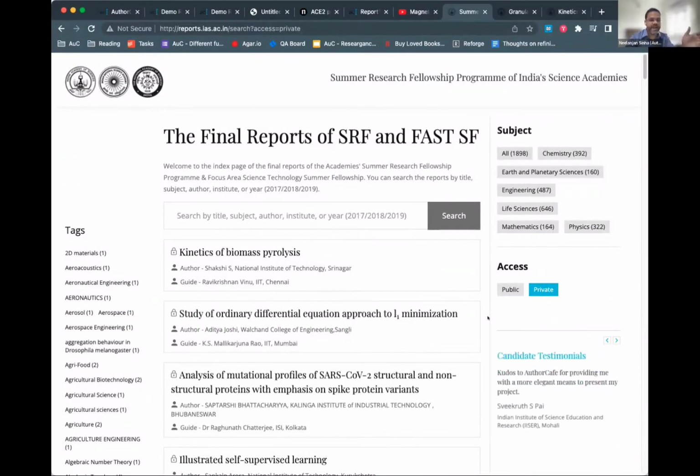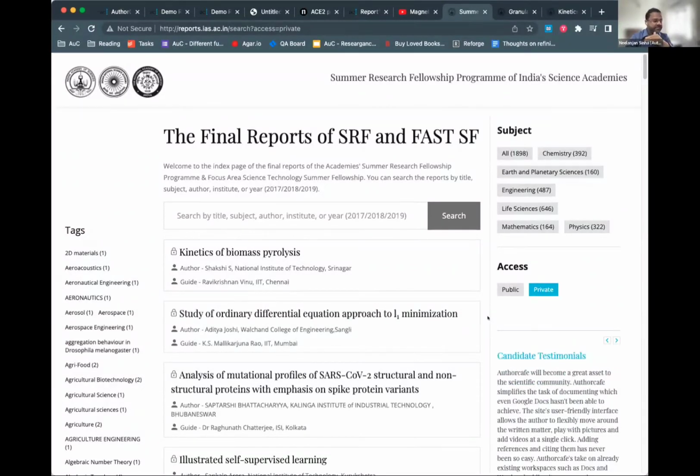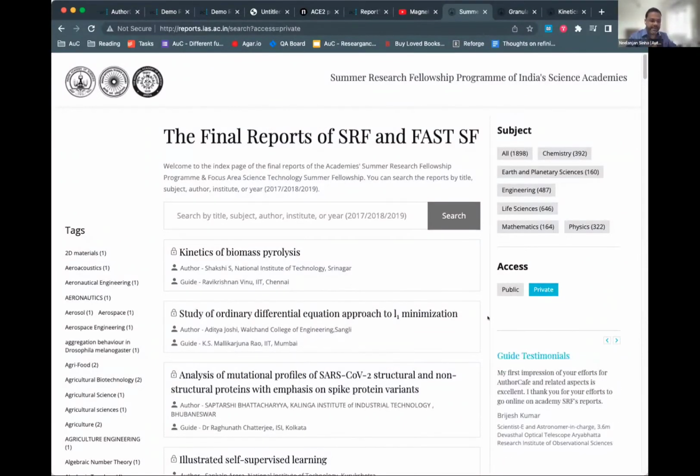So yes, you can define access control depending on how your institution has configured it. That control could be your personal choice, that permission could be with your guide, or could be with some authority in your institution. But AuthorCafe as a technology platform enables that to happen. I hope that addressed the question.